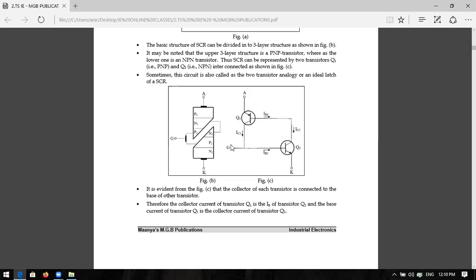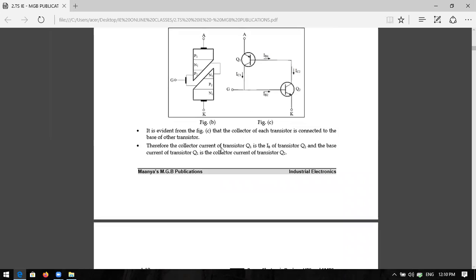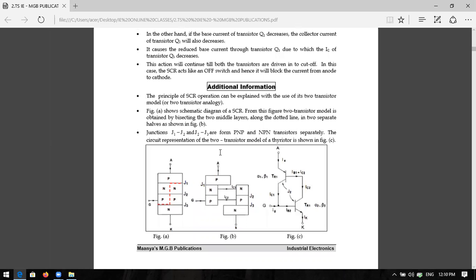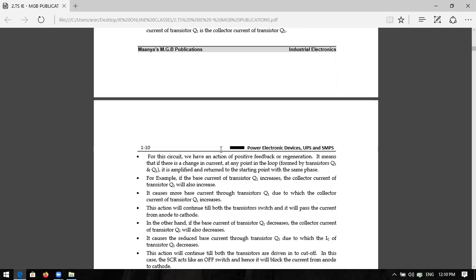Okay. Whenever energy is given, the base current of transistor Q2 increases, and it also increases the base current of transistor Q1. That is the reason Q2 is on, and Q1 is also on. That means it is in saturation, so it acts like an on switch. Okay, it is very easy to understand how the SCR will work as an on switch and off switch. That will be analyzed through the transistor analogy.